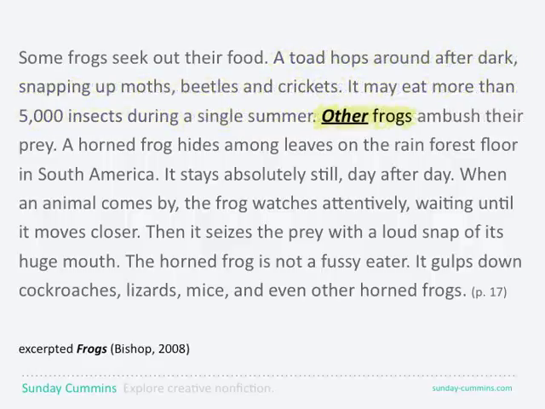The fourth sentence begins with the phrase, "other frogs." The word "other" signals to the reader that a contrast is going to be made. In this case, the author is introducing a different kind of frog that ambushes their prey, in contrast to the toad, which hops around seeking out its prey.